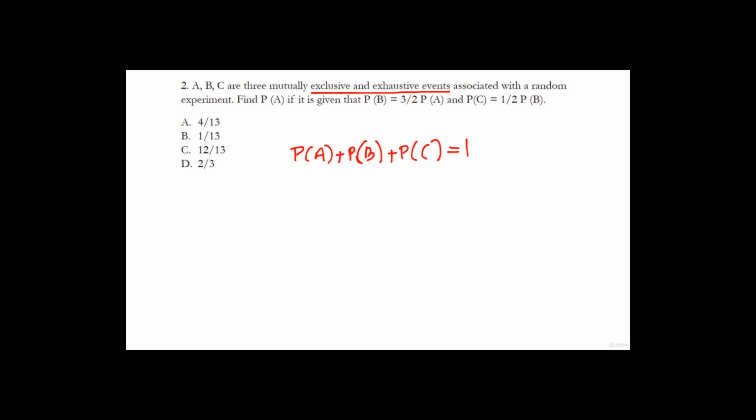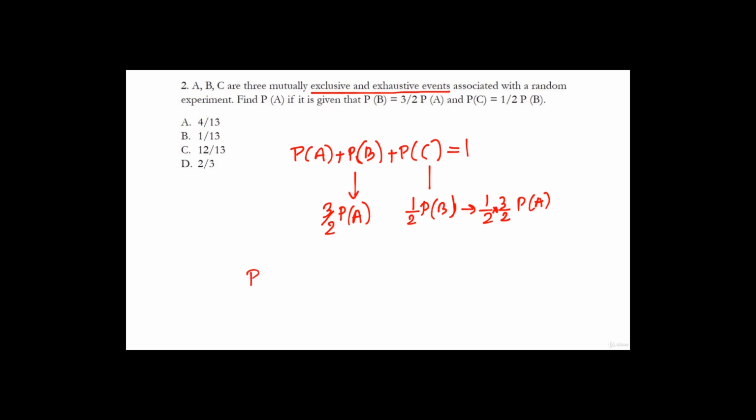Now P of B is written as 3 by 2 P of A, and P of C is written as half of P of B, which can be further reduced as half of 3 by 2 into P of A. Now, we are supposed to find out P of A.